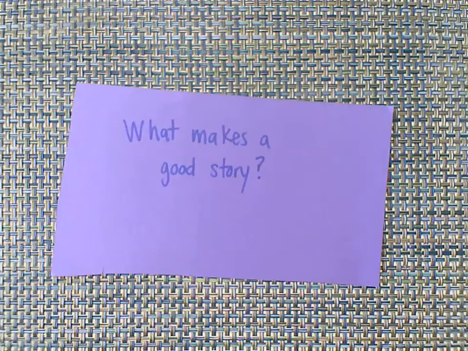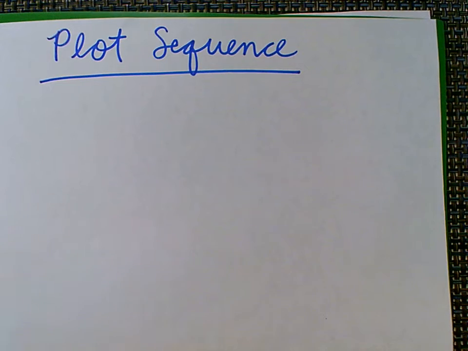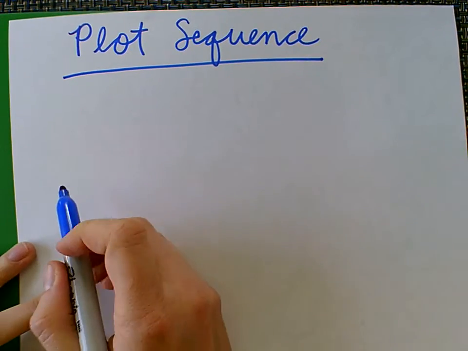What makes a good story? Well, plot sequence. Plot sequence is the series of events that will happen in your story. And commonly, they go a bit like this.